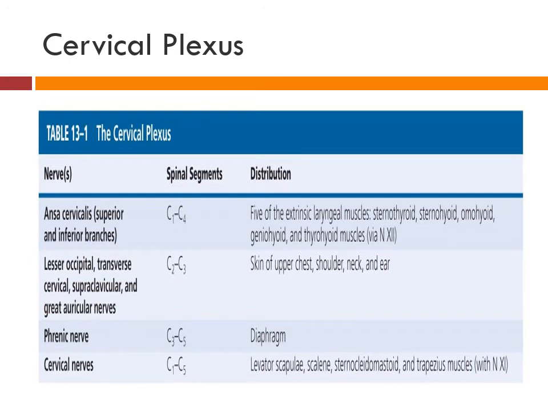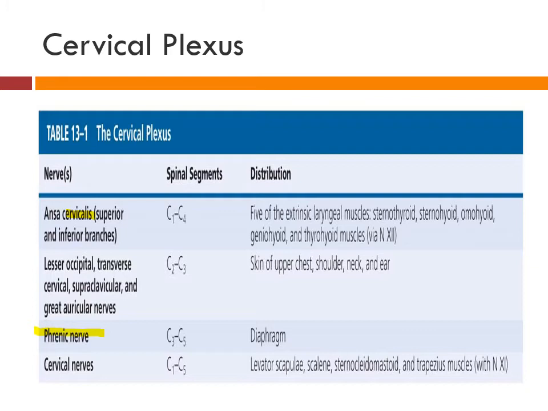So these are the other nerves within the cervical plexus. The phrenic nerve is the major nerve, the one that I really want you to know. But the other ones, if you were to see them on an exam, I would love for you to know that ansa cervicalis is in the cervical plexus. Hopefully you can word associate cervicalis and cervical. The lesser occipital, transverse cervical, supraclavicular, and great auricular nerves are also part of the cervical plexus.